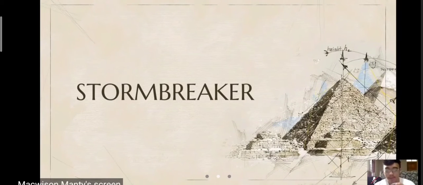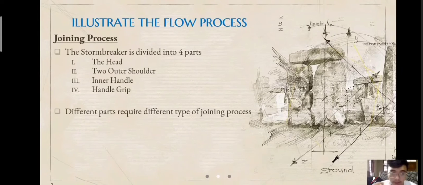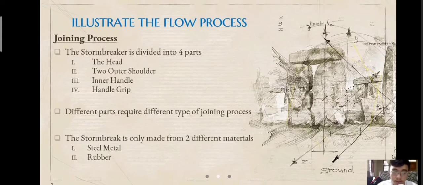Hi, my name is Mehulsin Menti, matrix number 70270. Today I will present about the joining process and the non-metal forming process for the stonebreaker. The stonebreaker is divided into four parts: the head, the outer shoulder, the inner handle, and the handle grip. Different parts require different joining processes because they are made from steel, rubber, and metal.